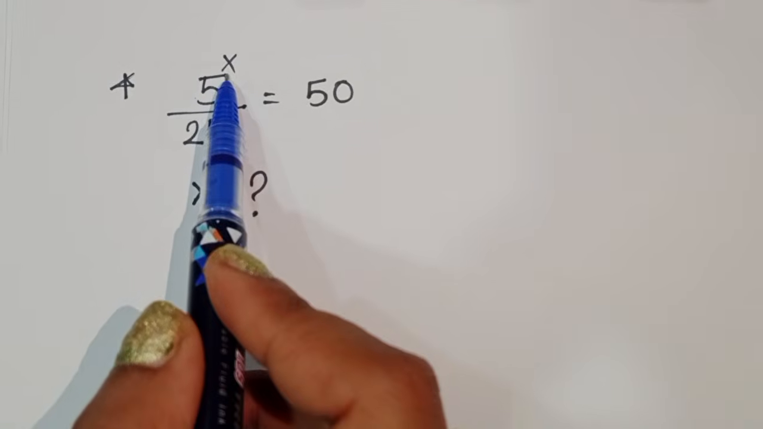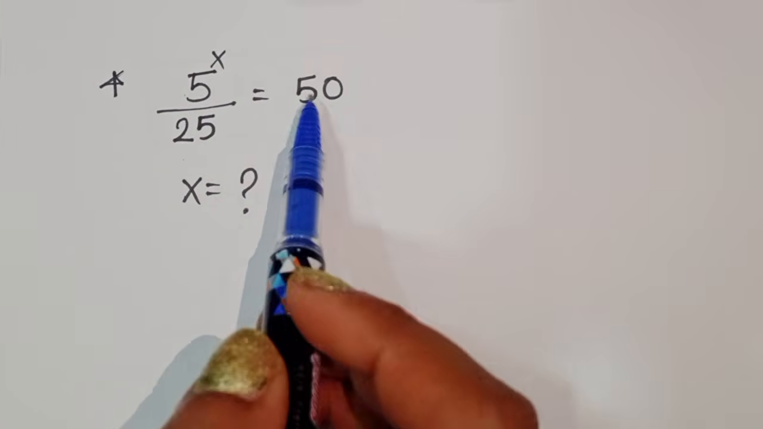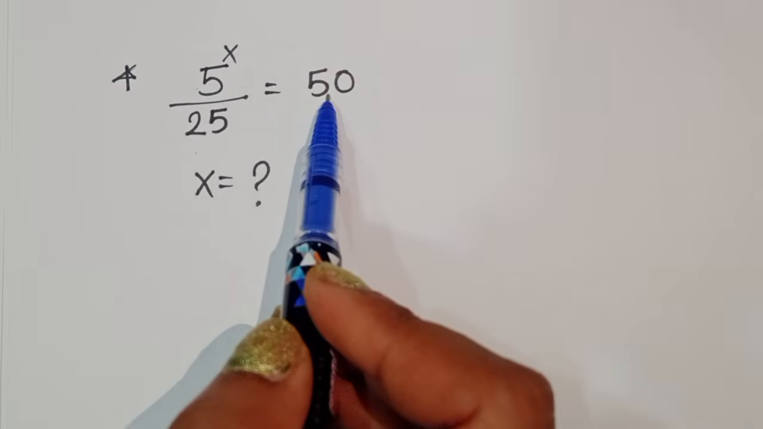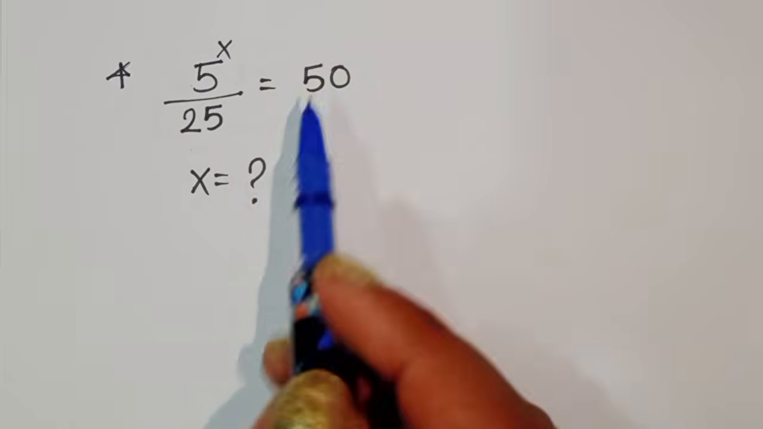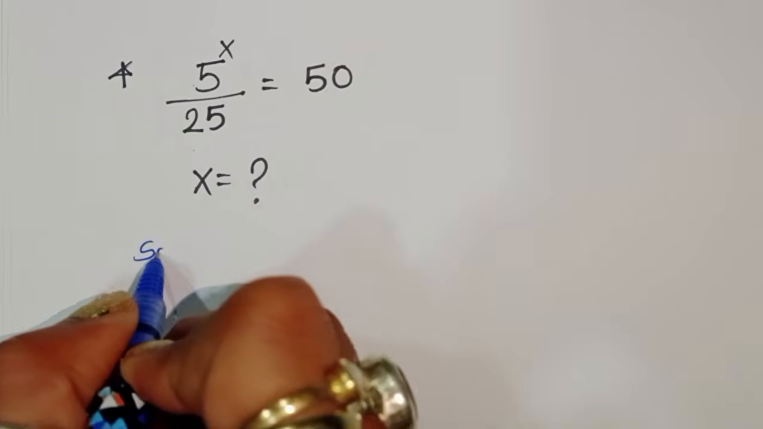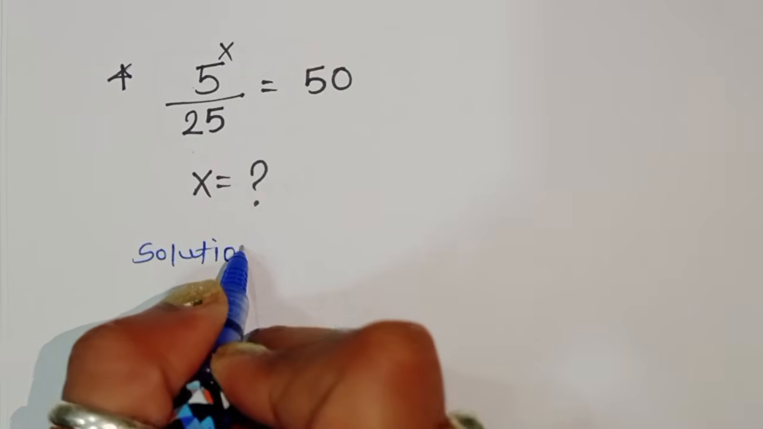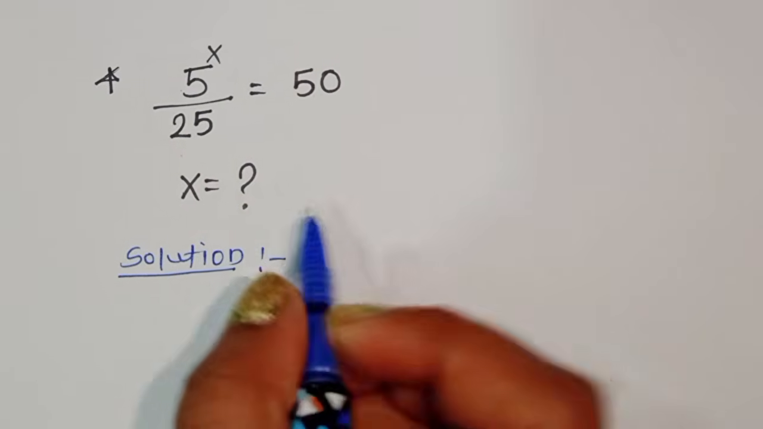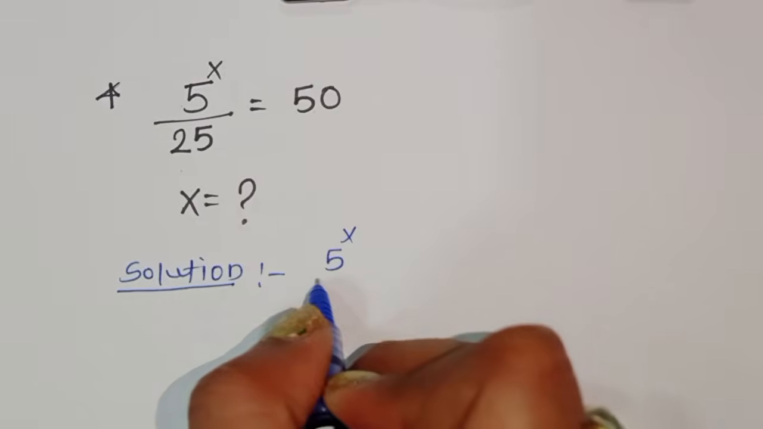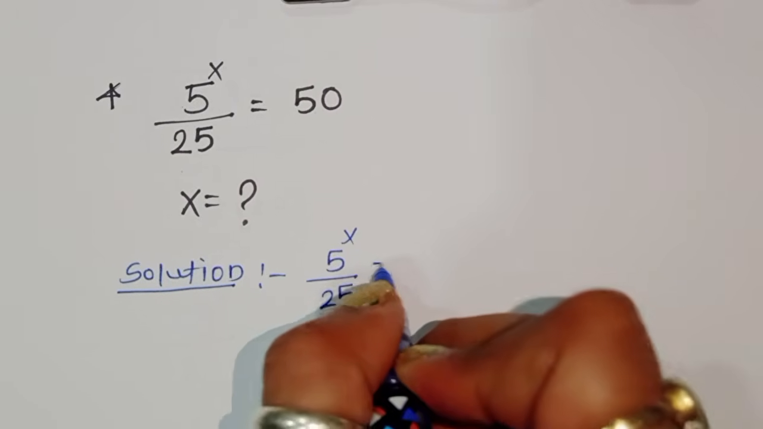Given 5 power x divided by 25 is equal to 50. So here we have to find the value of x. How can we find the value of x in this equation? Let's see the solution. 5 power x divided by 25 is equal to 50.